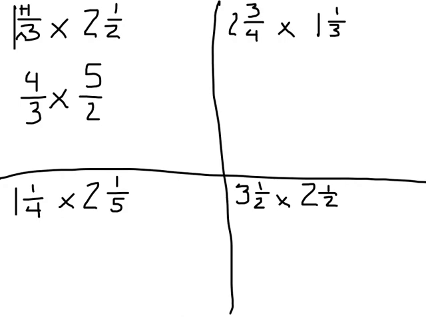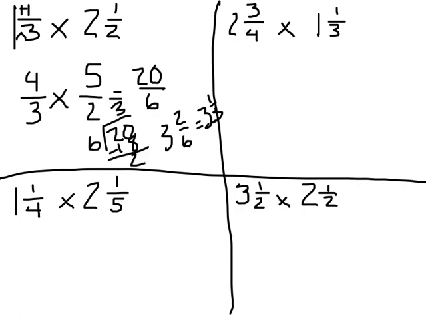What's 4/3 times 5/2? That would give me 20/6. Now I can divide to change that into a mixed number. When I divide 20 by 6, what mixed number do I get? I get 3 2/6. That's the same as 3 1/3.